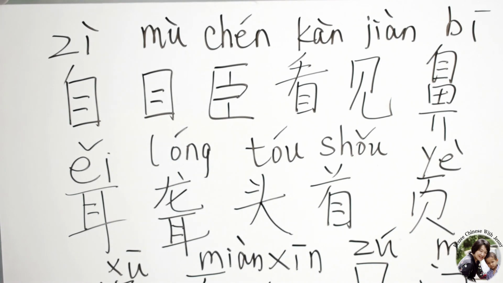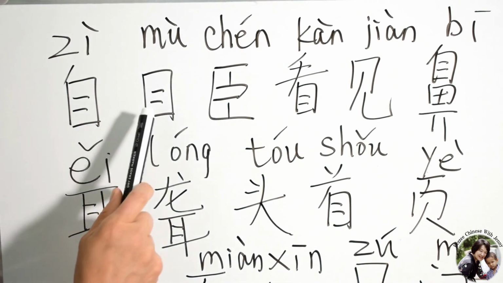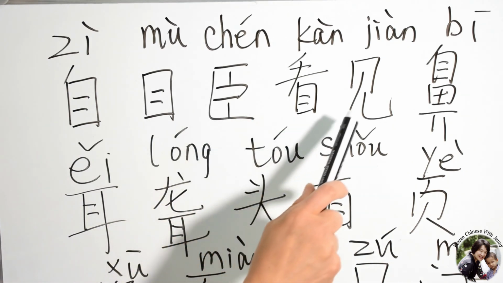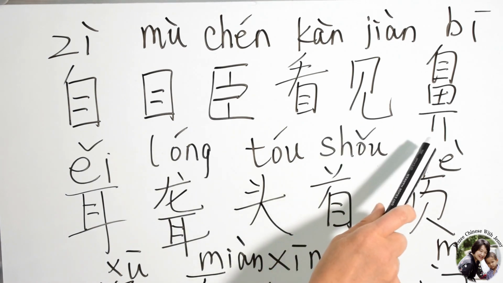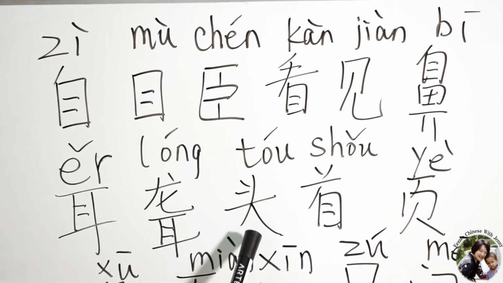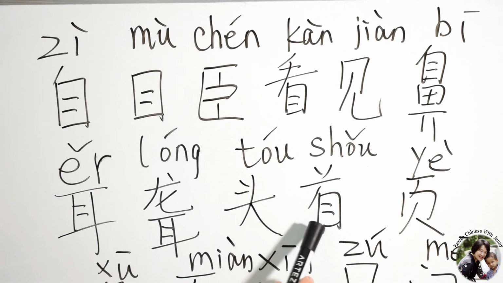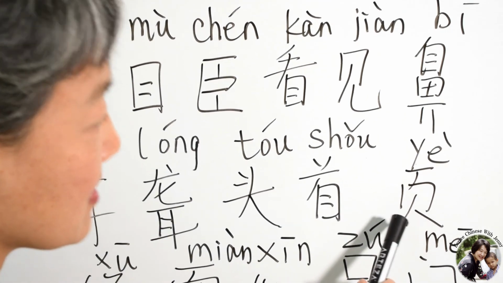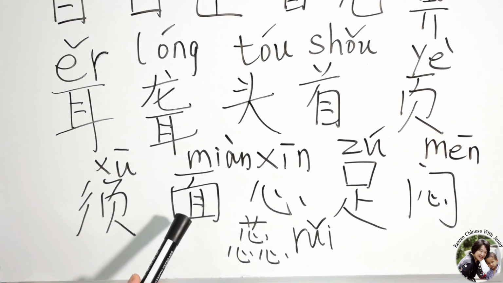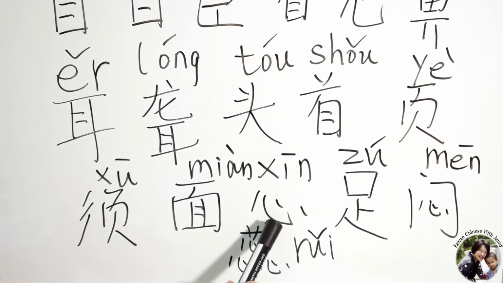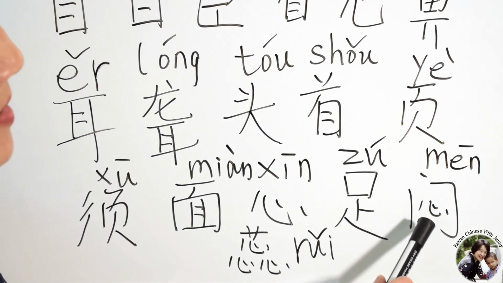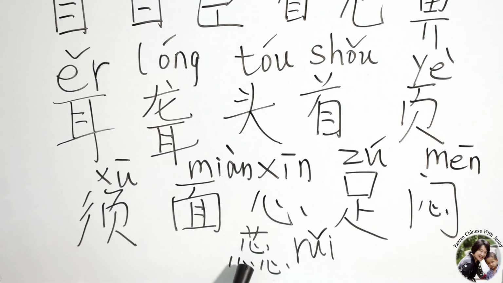Let's recap what we have learned today. Zi, yourself. Mu, eye. Chen, subordinate. Kan, look. Jian, see. Bi, nose. Er, ear. Long, deaf. Tou, head. Shou also means head. Ye is a page. Xu, whisker. Mian, face or flour. Xin, heart. Zu, your foot. Men, stuffy. Rui, flower pistil.